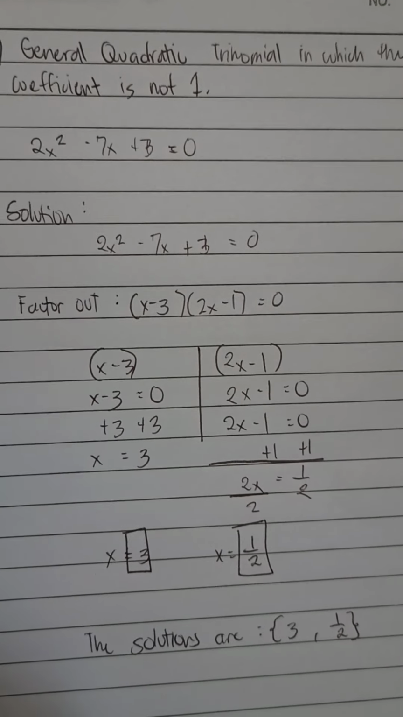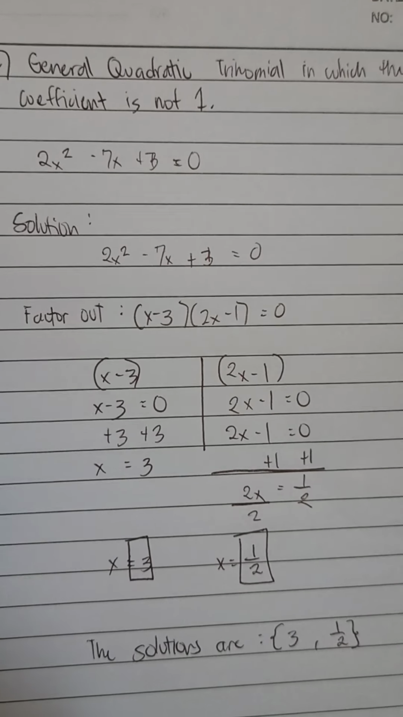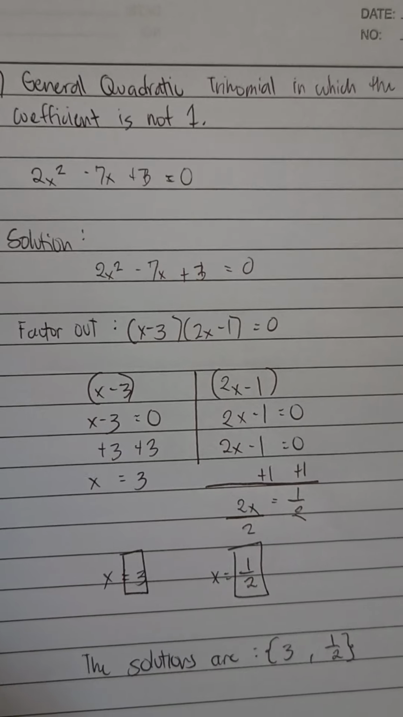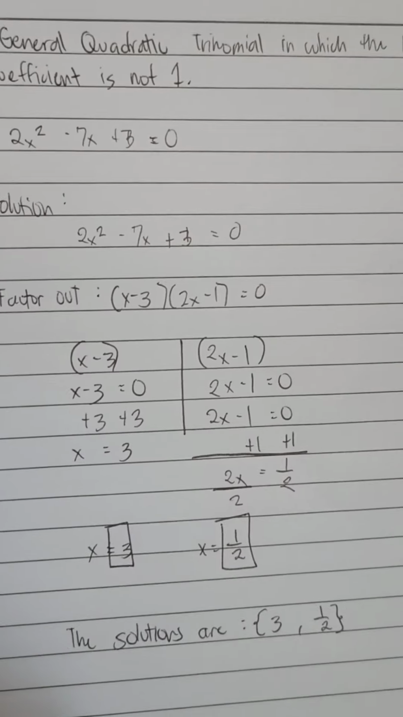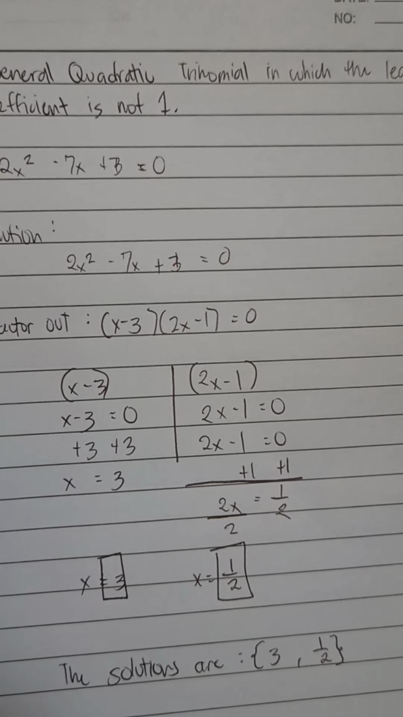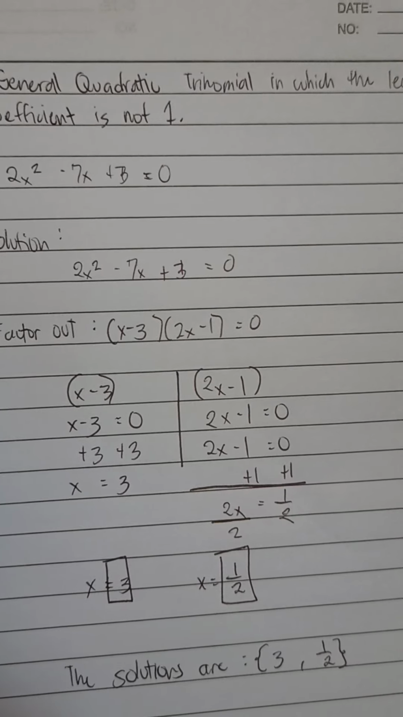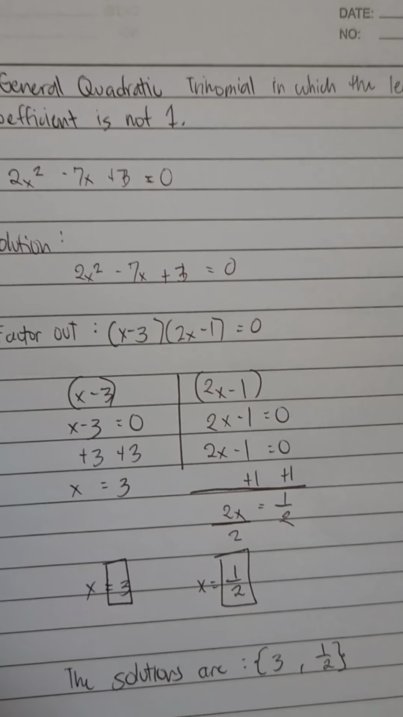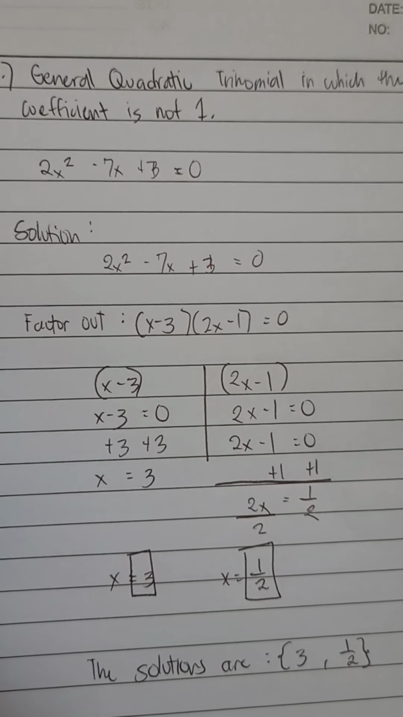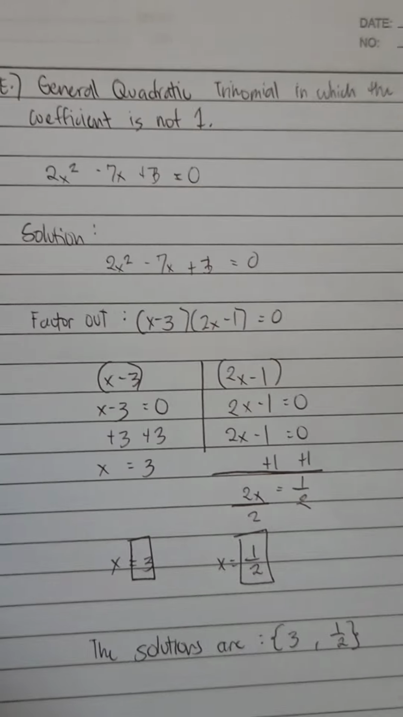On the right side we have 2x minus 1. We are going to add the opposite of 1, which is 1, so it will become 2x equals 1. In order to get rid of the 2, we need to divide by 2, so we divide 2x by 2 and 1 divided by 2. The final answers will be x equals 3 and x equals 1/2.